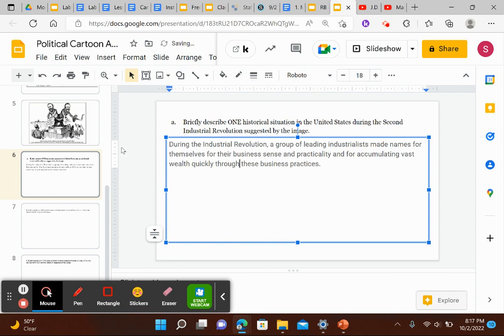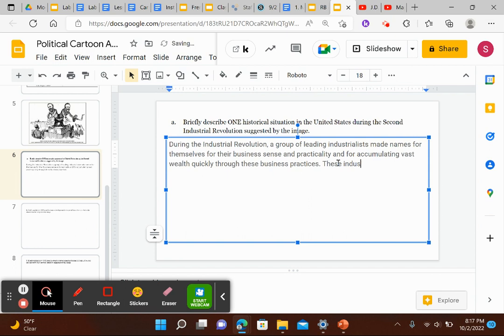So what I did was I picked up on what was going on in the greater context during the Industrial Revolution. There's a leading group of industrialists that made names for themselves for their business sense and practicality, and for accumulating vast amounts of wealth through these business practices. So I'm going to go on to introduce this idea of who Carnegie is.